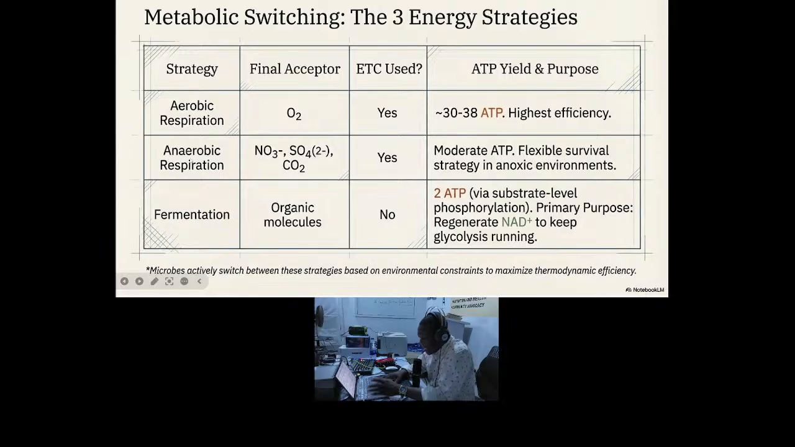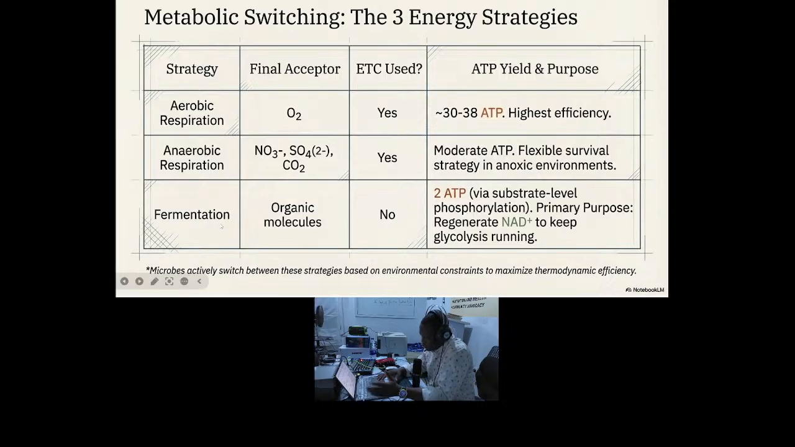Then in anaerobic respiration, instead of oxygen being the final acceptor as in aerobic respiration, their final acceptors are nitrates, sulfates, and CO2. What happens is that moderate ATP will be generated, which means they have a flexible survival strategy, especially in the absence of oxygen, that is, in an anoxic environment.